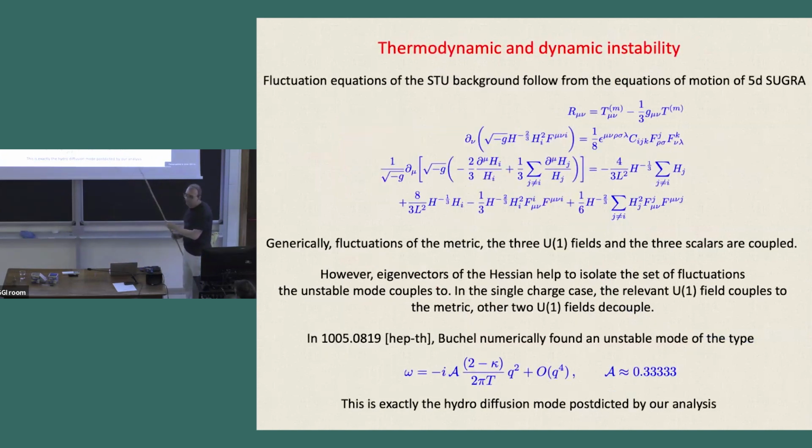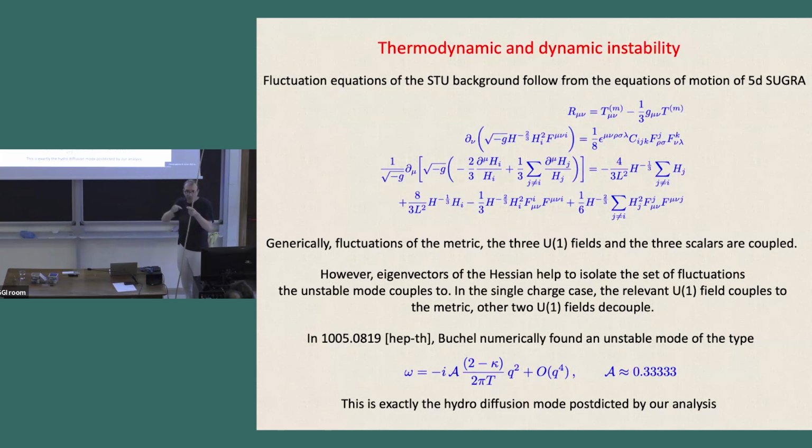So now look at the equations of motion of the fluctuations. This is a full set of equations of motion. Then you have to fluctuate the fields and write down the equations for fluctuations. Fluctuations of the metric, the U(1) fields and the scalars are all coupled, and it's a horrible mess, I must say. However, the eigenvectors of the Hessian help to isolate the set of fluctuations the unstable mode couples to. I don't want to do this in this example. We will do this in the example of three equal kappas because it's more explicit. But your Hessian has eigenvalues and eigenvectors corresponding to these eigenvalues.